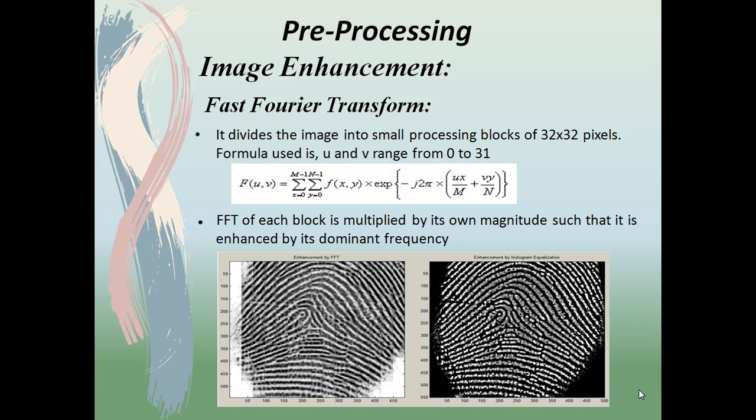So you can see we still obtain a very good image from the FFTs. On the left we have enhancement by FFT and on the right we have enhancement by histogram equalization. So both of the images are there, and you can see in the image on the left that you could actually make out the blocks of 32 by 32 pixels. These give us more clarity in the image. So this will help in overall system accuracy.